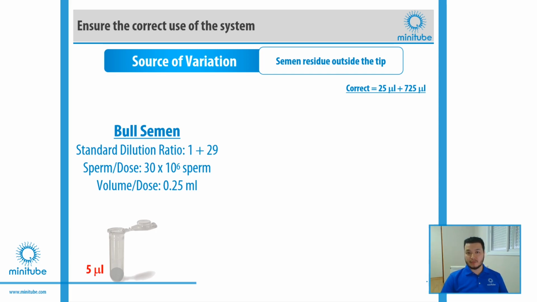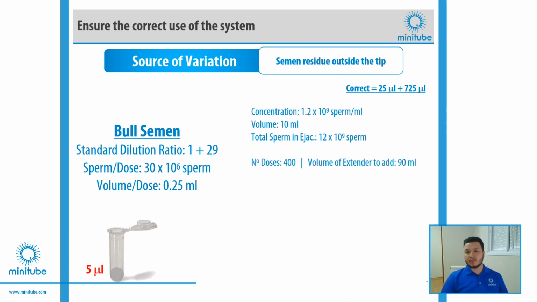In this example, if we have an ejaculate concentration of 1.2 billion sperm per ml and an ejaculate volume of 10 ml, then we would have 12 billion sperm in this ejaculate. This would be enough to produce up to 400 doses, and we would need to add 90 ml of extender. So this is the correct procedure, and we would have our desired 30 million sperm per dose.